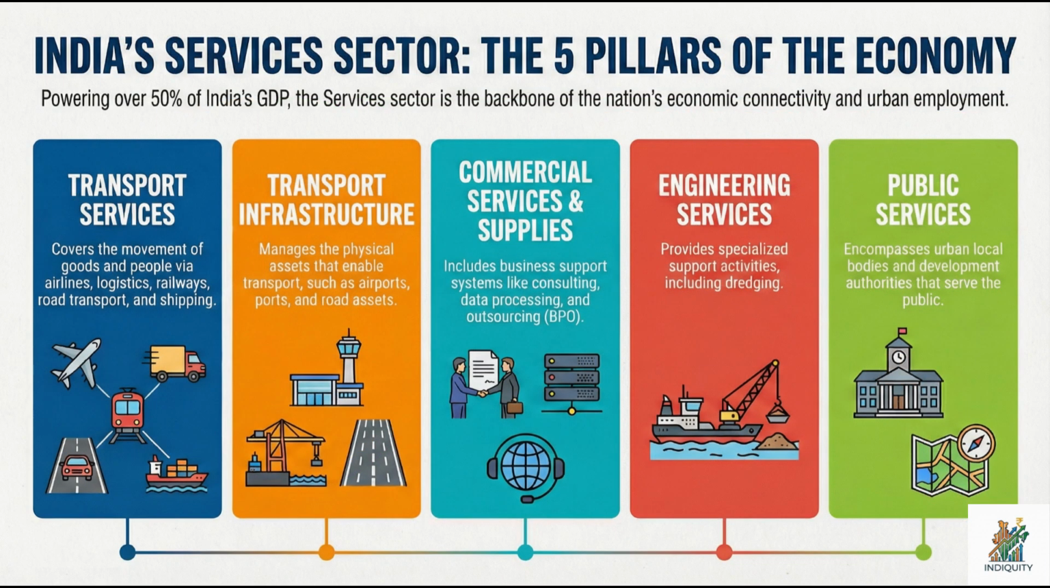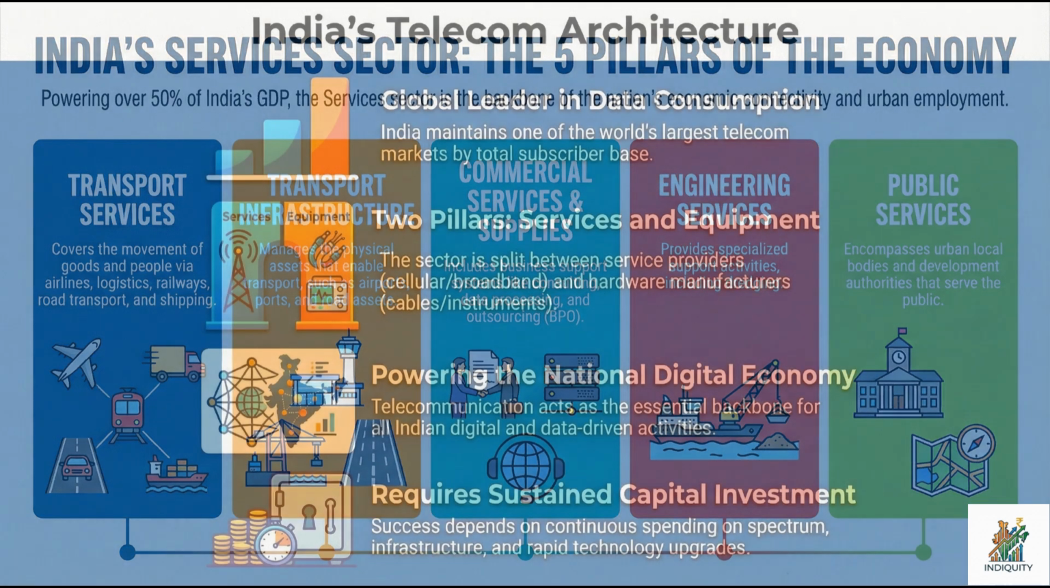The transport services industry covers airlines, logistics, railways, road transport, and shipping. The transport infrastructure industry manages airports, ports, and road assets like toll bridges. The commercial services and supplies industry includes consulting, data processing, and business process outsourcing. The engineering services industry includes dredging activities. Finally, the public services industry covers urban local bodies and development authorities.